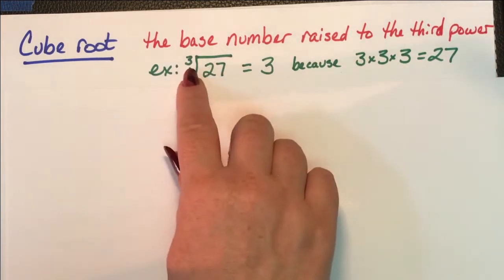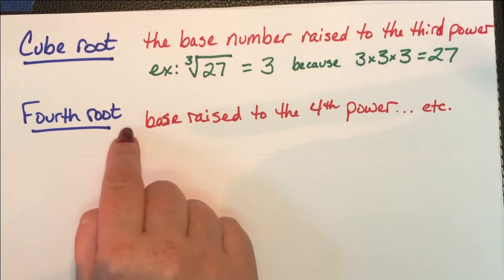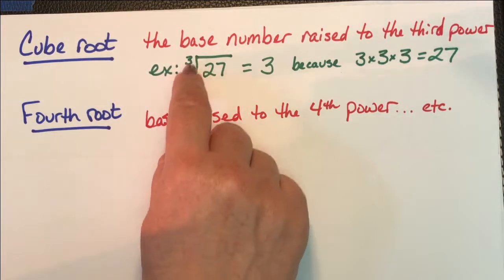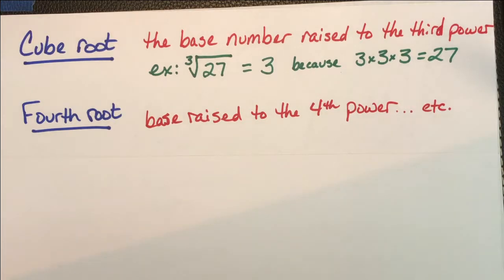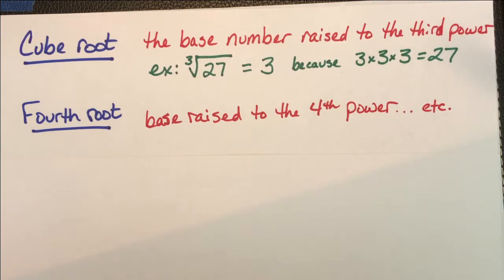Now, this number could be anything. It could be raised to the 4th power, and that's called the 4th root, or the 5th power, and that's called the 5th root. And they very rarely ever do that to you because that's a lot of multiplication to figure out. Occasionally you'll get a few, but the answers are usually easy and obvious.